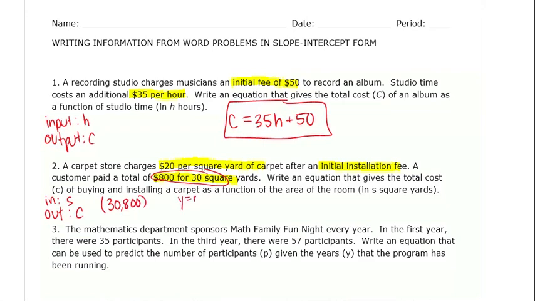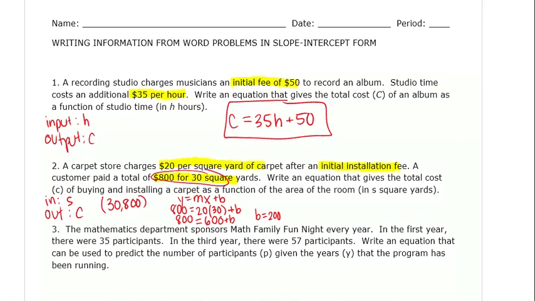Now I don't have tons of room here, but I'm going to plug things into y equals mx plus b. My y is 800. My m is 20 per square yard. My x is 30 from my ordered pair, and I don't know the b. If I multiply that, I get 800 equals 600 plus b. I'm running out of room, but subtracting 600 from both sides, I get that b equals 200. So the initial installation fee is $200.